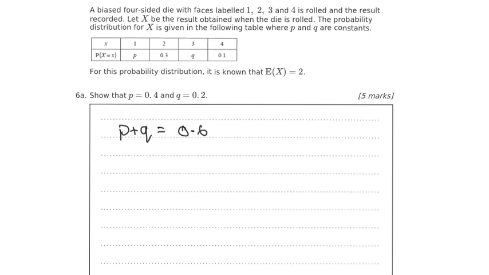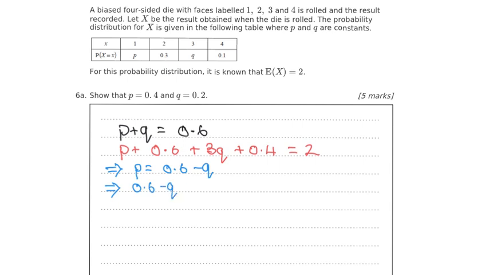We're also told that the expected value is equal to 2. Therefore, we know that P plus 0.6, which is 2 times 0.3, plus 3Q plus 0.4, which is 4 times 0.1, is equal to 2. Therefore, I know from the first equation that P is equal to 0.6 minus Q. Therefore, I can substitute that into the second equation, so I get 0.6 minus Q plus 0.6 plus 3Q plus 0.4 is equal to 2.